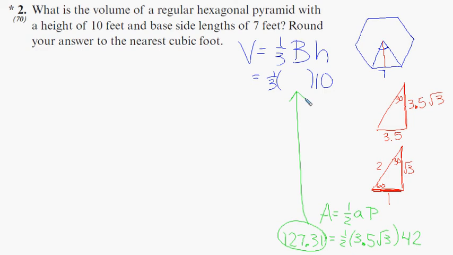So 127.31, and probably if you still have that in your calculator, you've got a little bit more. So just go ahead and multiply that out the rest of the way, and then you can round it to the nearest cubic foot. I'm going to let you figure the rest of it out on your own.